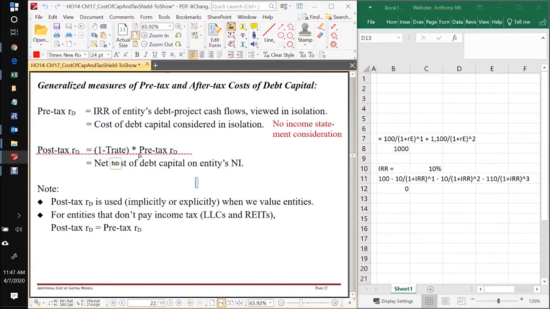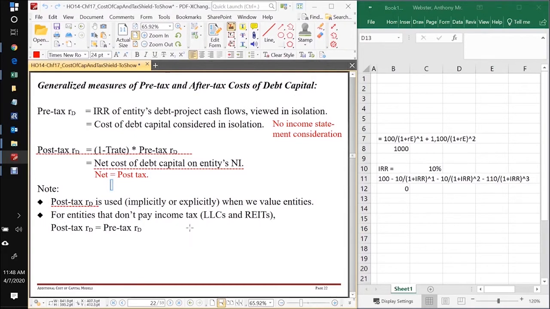And our post-tax RD, this is another important equation here, is always going to work out to be 1 minus the tax rate times our pre-tax RD. And this is what people call the net cost of debt capital. Net equals post-tax, because net means after everything that needs to be considered. We're going to start valuing entities using methods other than the balance sheet valuation method, and we're going to use our post-tax cost of capital for that.